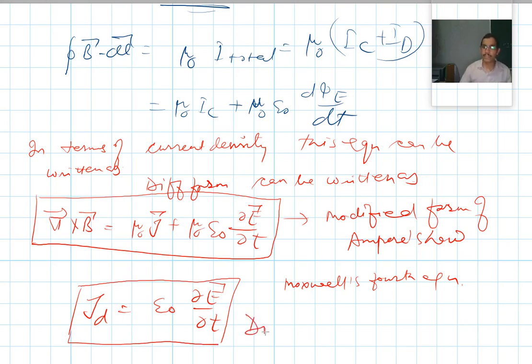So this is the idea of the displacement current, and that's all for this lecture. In the next lecture I will talk about the four Maxwell's equations.